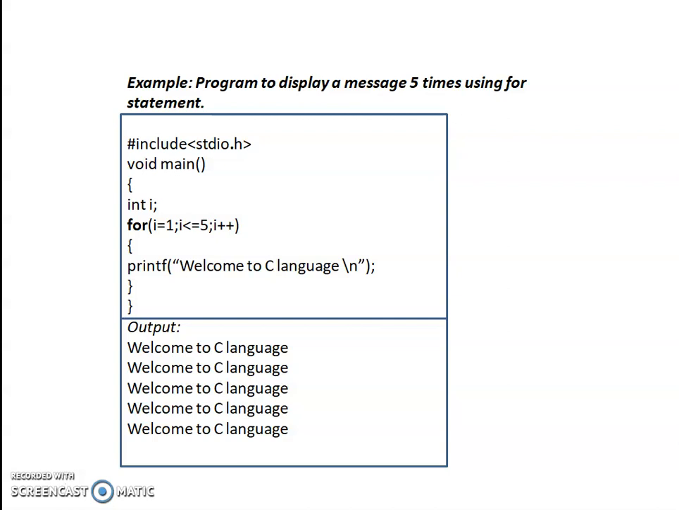Again, 2 less than or equal to 5. The condition is true. Welcome to C language will be printed. Again update the value to 3. So it keeps on doing this until the i value becomes 6. Till then it keeps on printing this. So that is how we are going to get this welcome to C language message 5 times using the for loop statement. The important thing is the syntax, how we are using it. Syntax is very important for each of these looping statements, how you have to use it.